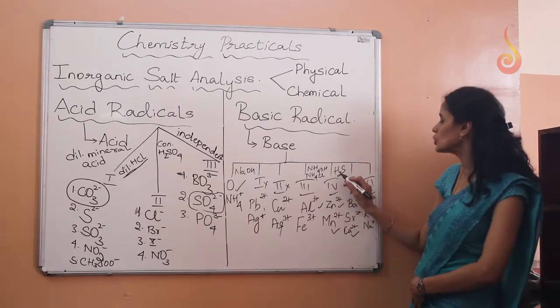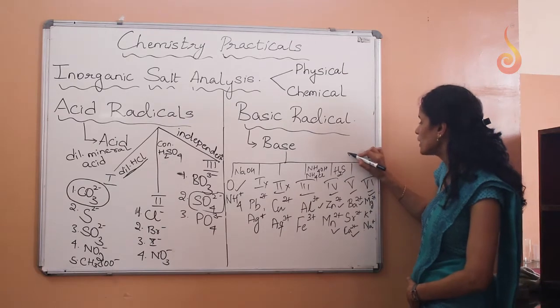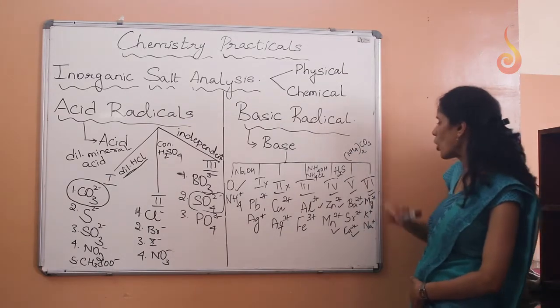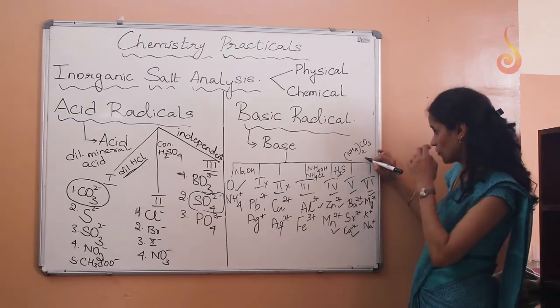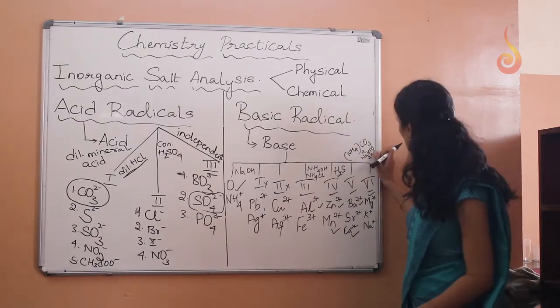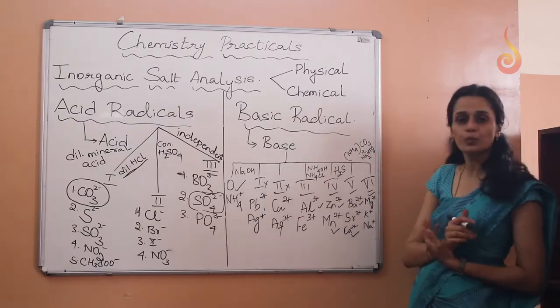So for the fourth group, we have hydrogen sulfide. For the fifth group, we have ammonium carbonate. And for the sixth group, we have disodium hydrogen phosphate. So these are the group reagents.